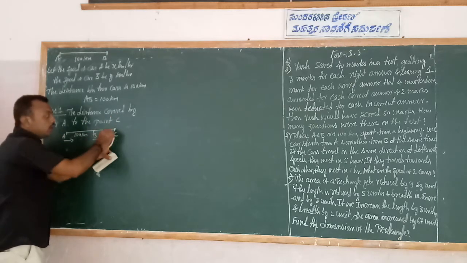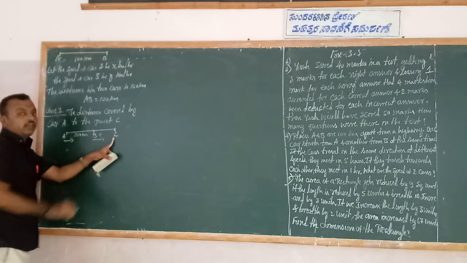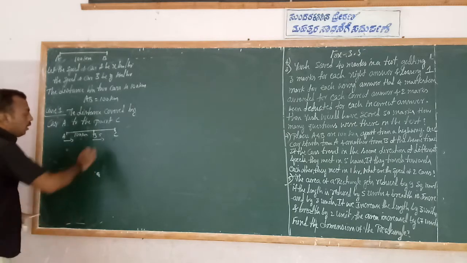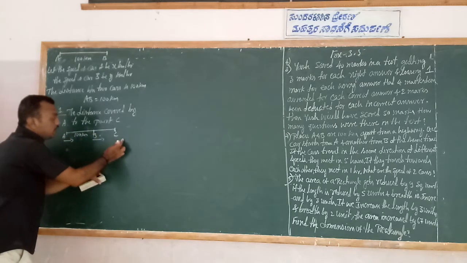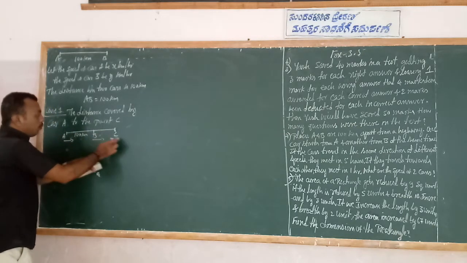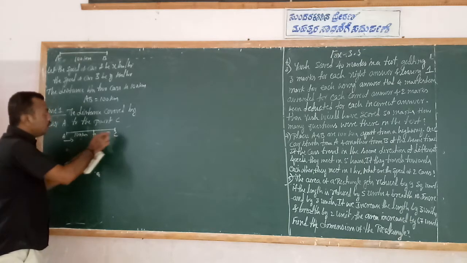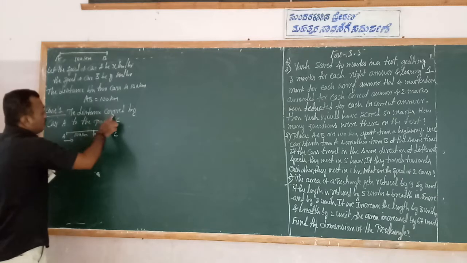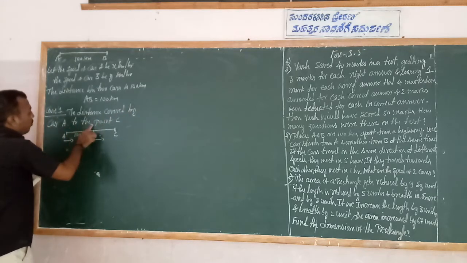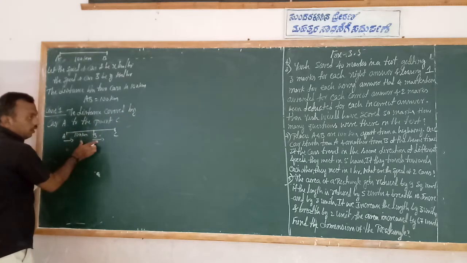After 5 hours they meet at one point, that is called the C point. I don't know how much distance is covered by car A to the point C and how much distance is covered by car B. We don't know. That's why I will write the diagram.